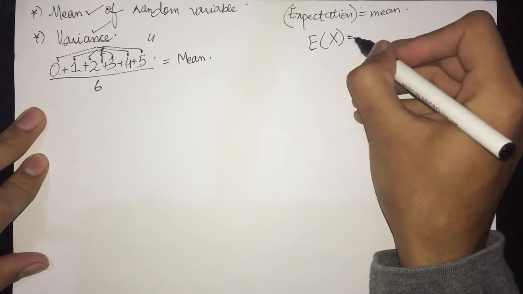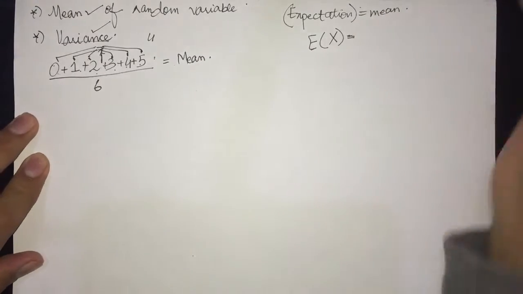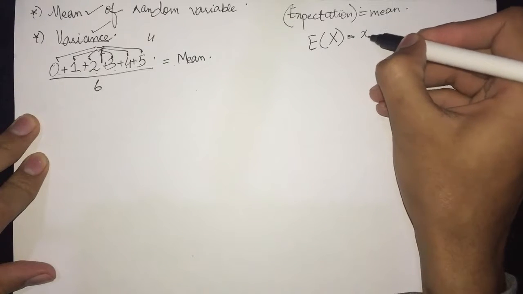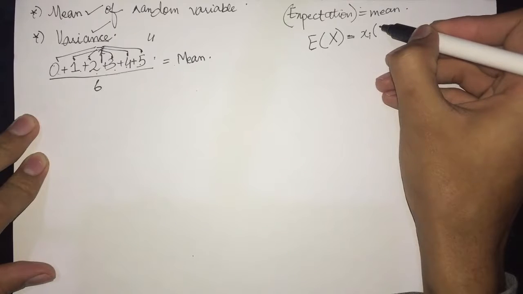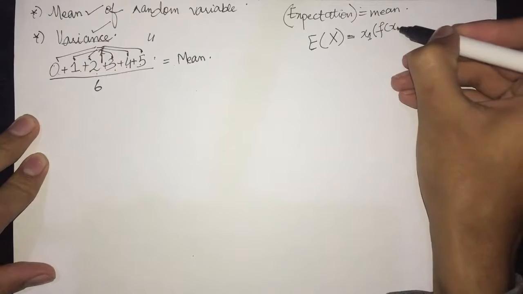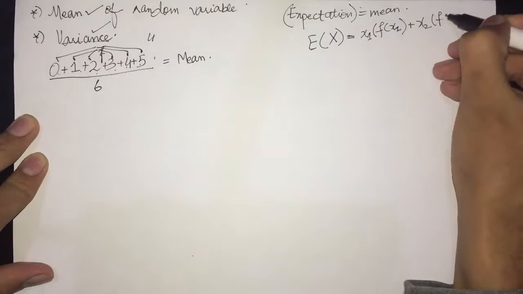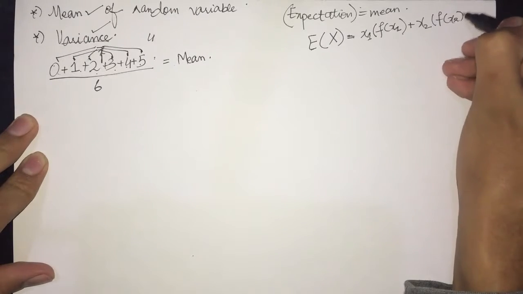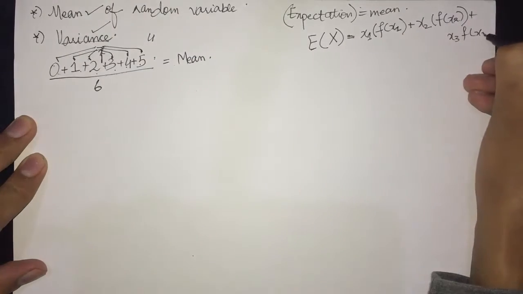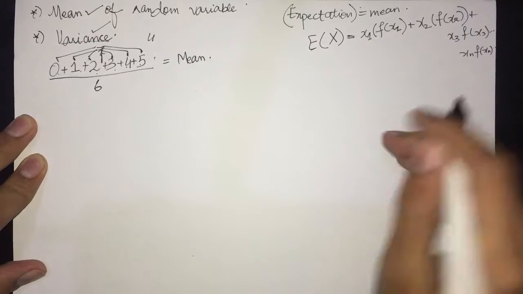And how do you calculate the mean of a random variable, or the expectation of the random variable? The formula for that is you take each data point, you multiply it by its own probability. For example, x1, we have f of x1. Then you add the second data point, you multiply it by its own probability. That will give you some number. Then x3, f of x3, then up to so on xn, f of xn, like this.